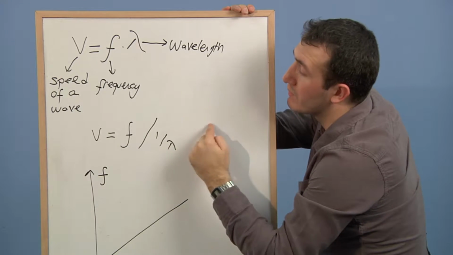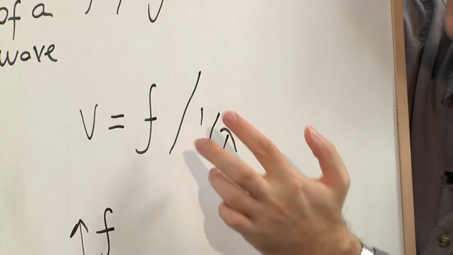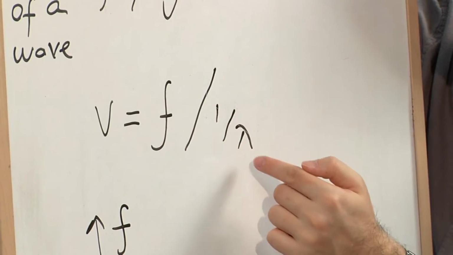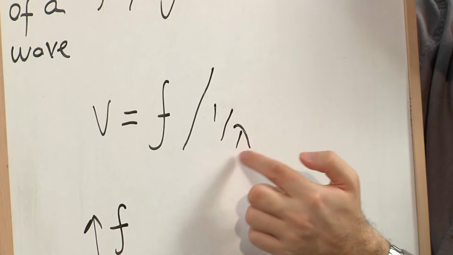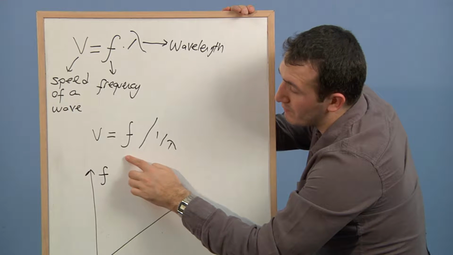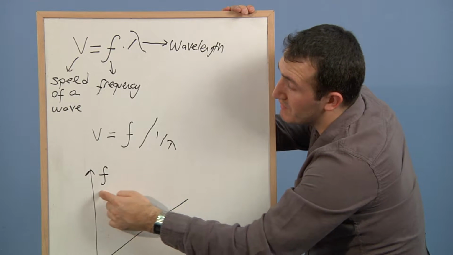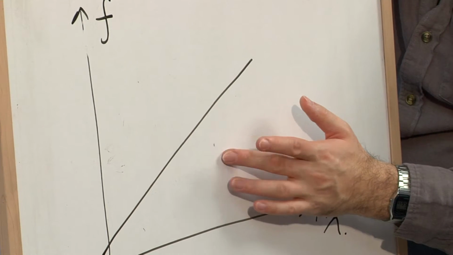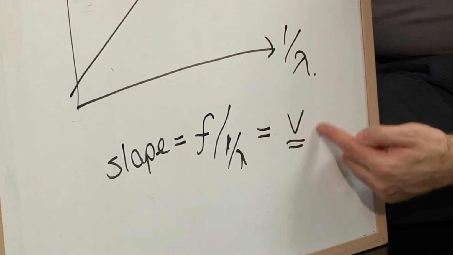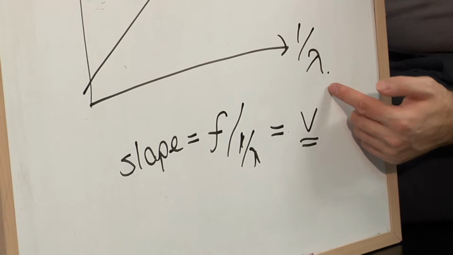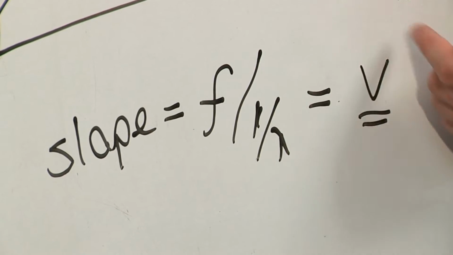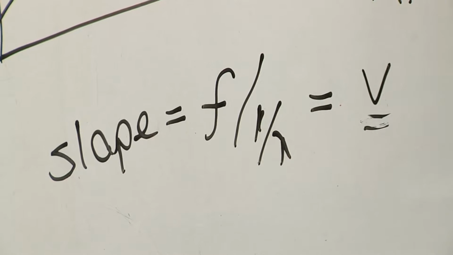Or you can have lambda over 1 over frequency. That's going to give you the same thing, but in our experiment, we're going to change the frequency and find lambda values. Then we're going to find 1 over lambda later on. So if you have the graph of frequency to 1 over lambda, the slope of this graph is going to be frequency over 1 over lambda, which is the speed of the wave. In our case, our wave is the sound. So at the end of the experiment, we're going to find the speed of sound.